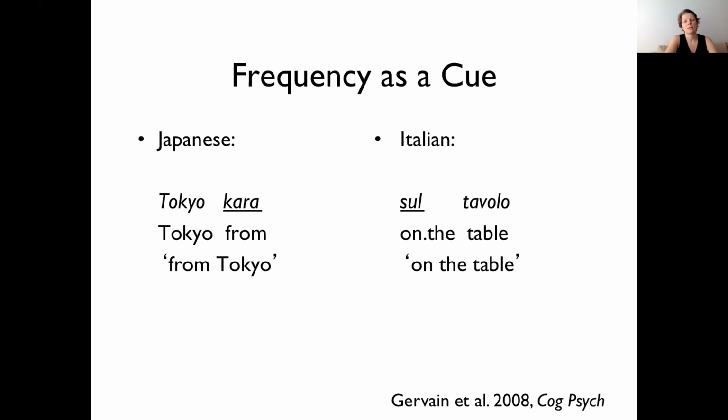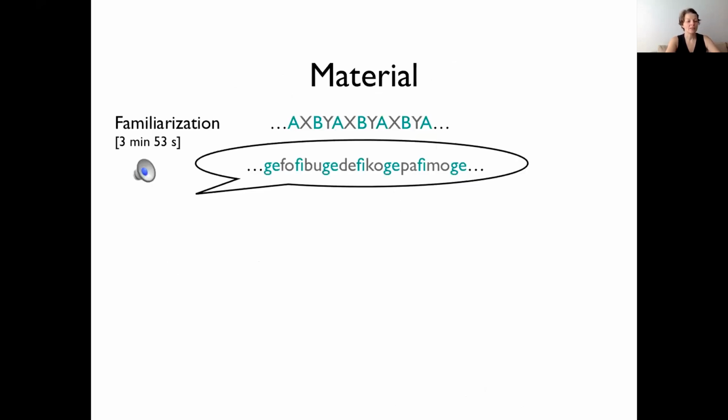So now, since the information is there in the input, the question is whether babies are sensitive to it. So do babies track frequent words and assign them to a position? How did we go about testing this? I'm not sure how familiar you are with infant methodology, so I'm going to walk you through a typical paradigm, an artificial grammar learning study.